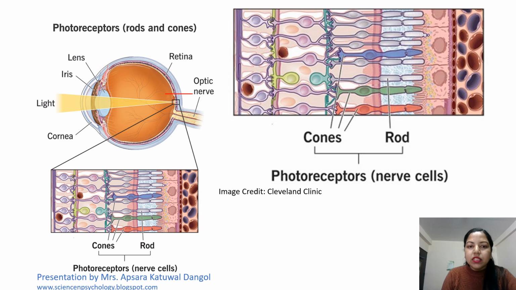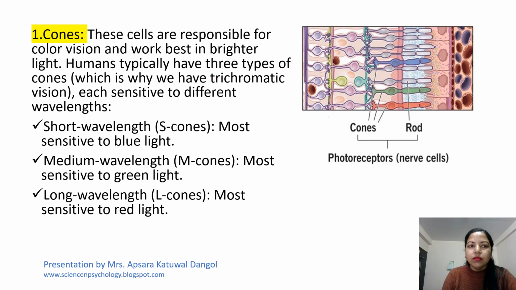When we look at this small section of the retina, we can see the structure of cones as enlarged in this figure, and the differences from the rod. These are the photoreceptor nerve cells. Cones are responsible for color vision, and they work best in brighter light.